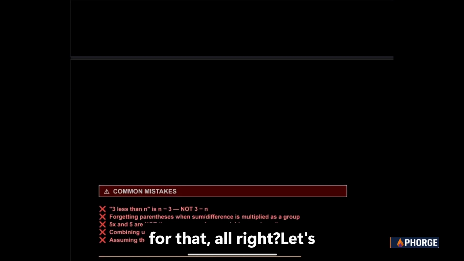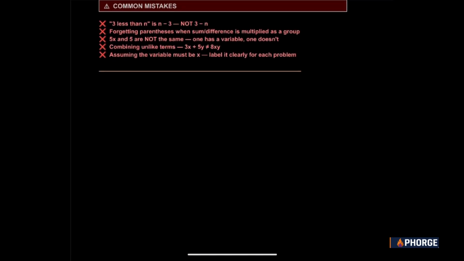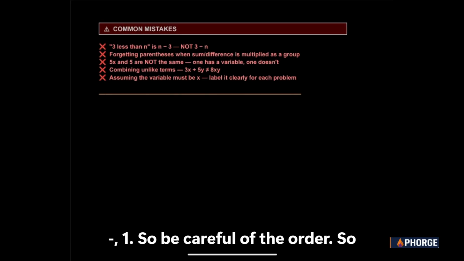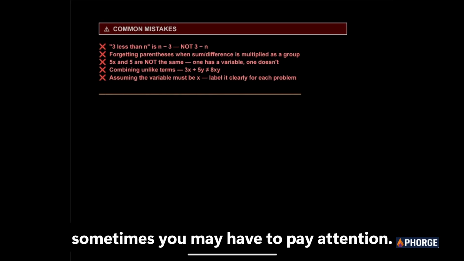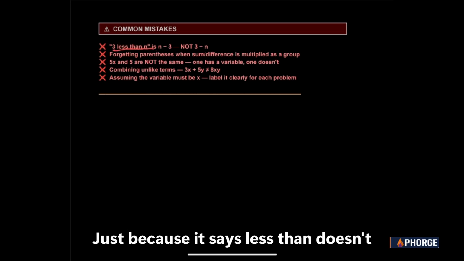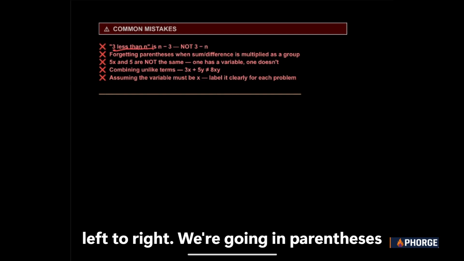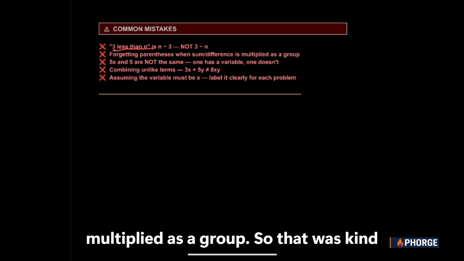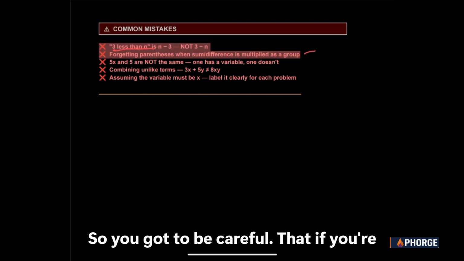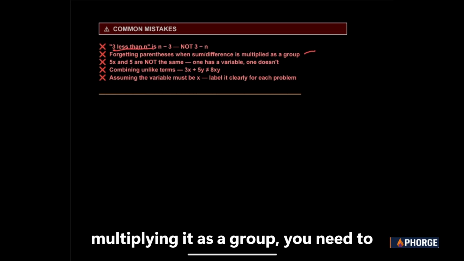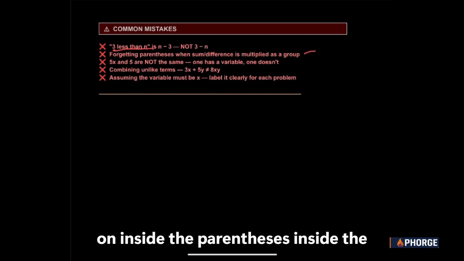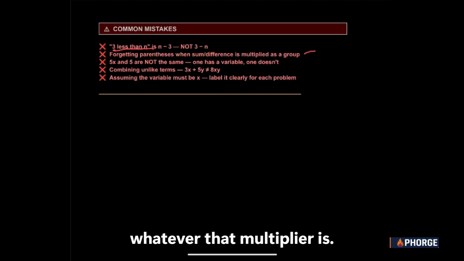All right. Let's go over some common mistakes. 3 less than n is n minus 3, not 3 minus n. So be careful of the order. Sometimes you may have to pay attention. Just because it says less than doesn't mean it automatically is going to flow left to right. Forgetting parentheses when the sum or difference is multiplied as a group. That was the trap problem we just read over. If you're multiplying it as a group, you need to put the addition or whatever's going on inside the parentheses, and then multiply that by whatever that multiplier is.